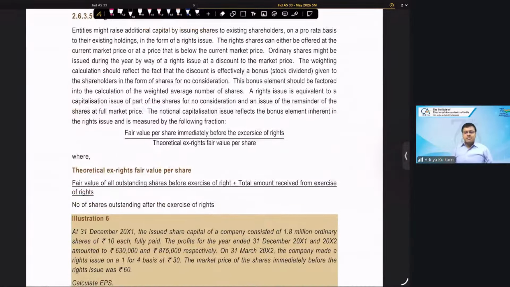Any doubts regarding bonus? Swaminathan? No, no, sir. Very clear, sir. Thank you. Okay, Lavanya will proceed to right shares then? Yes, sir. All right, fine.